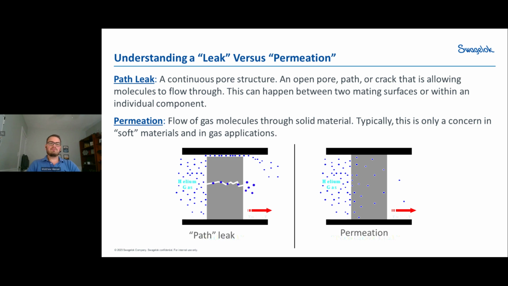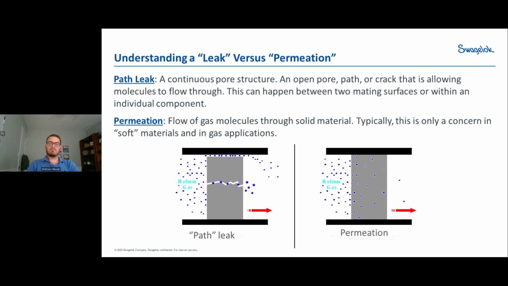In that left image, you'll see that there's a crack in the middle of that sealing material where material is allowed to go through, as well as in that upper portion, you do see some other material going through as well. This can happen between two mating surfaces or within an actual component itself.